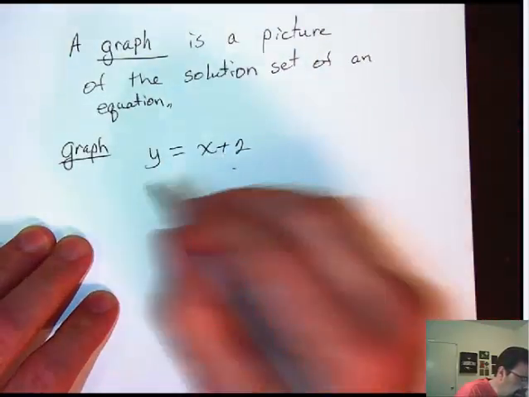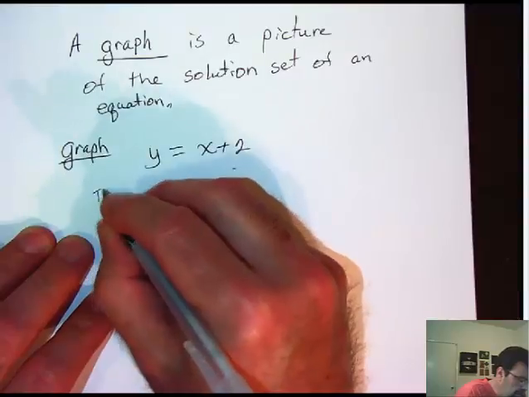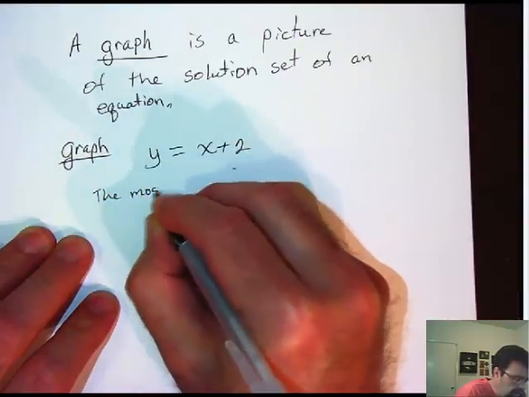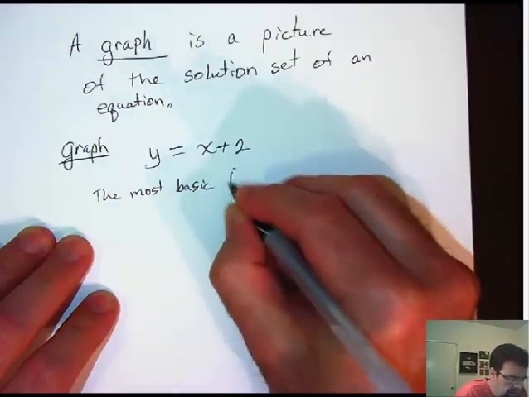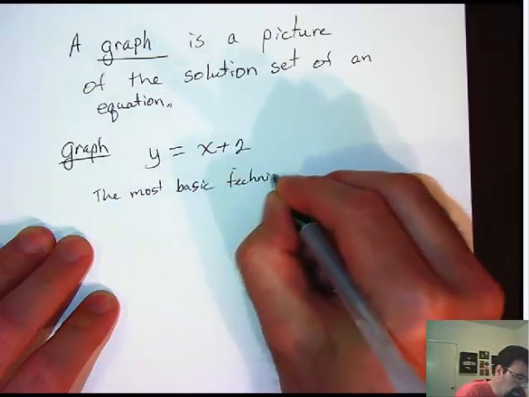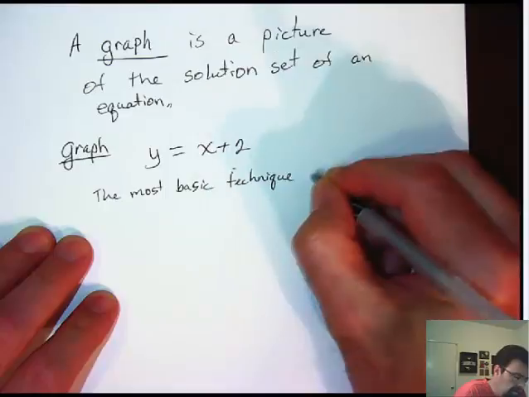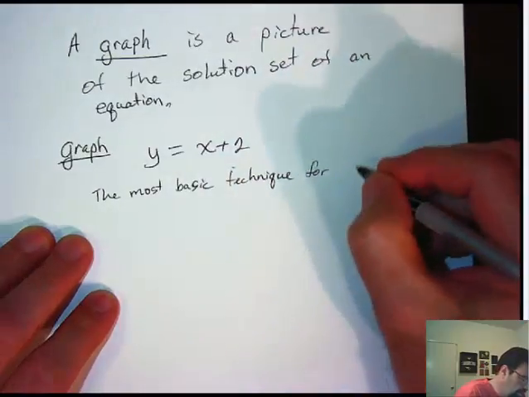So the most basic technique for graphing, if you have no idea what the graph looks like, this is your fallback, is you're going to make a table.